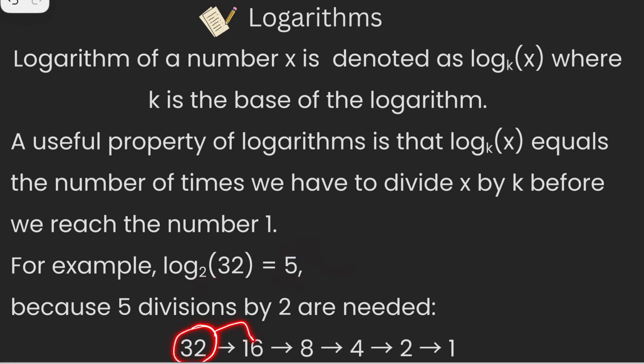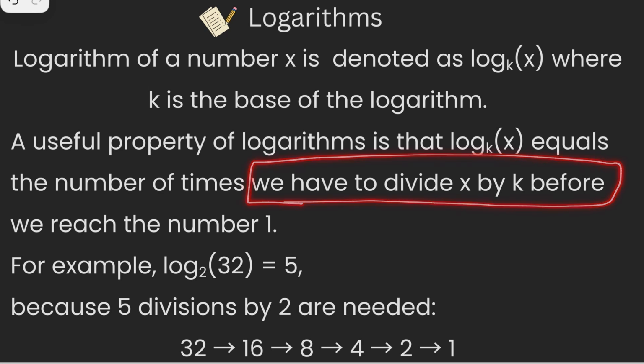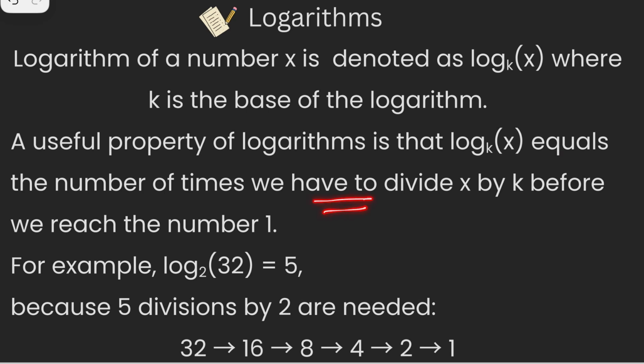Here from 32 you get 16. Here we are dividing by 2, okay? From 16 you get 8. From 8 you get 4. Again 4 divided by 2 you get 2. Then 2 divided by 2 you get 1. So it will tell you the number of times that you need to divide 32 by 2 to get 1. There is another formal definition for logarithms, but this is the most important property that we are going to use heavily going forward. That's why I am highlighting that here.